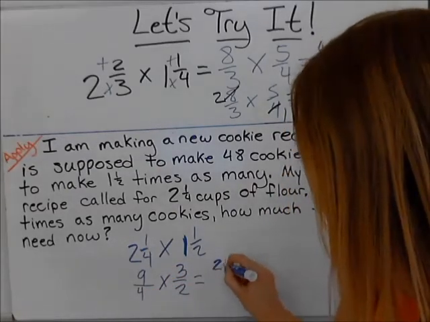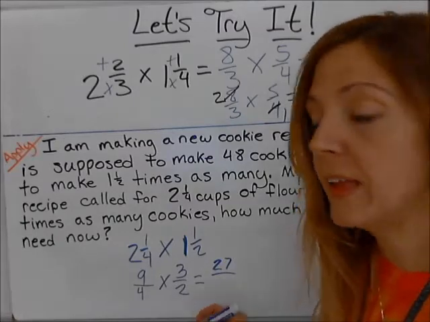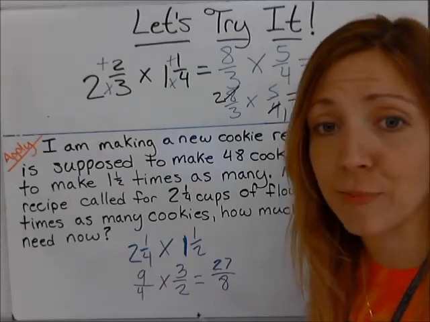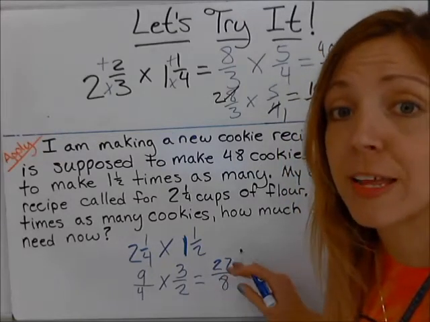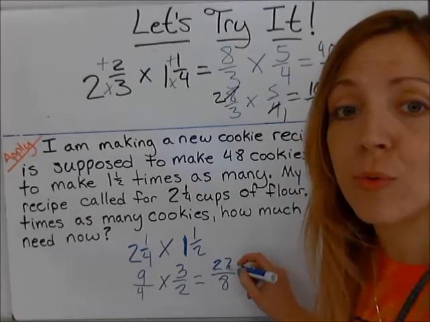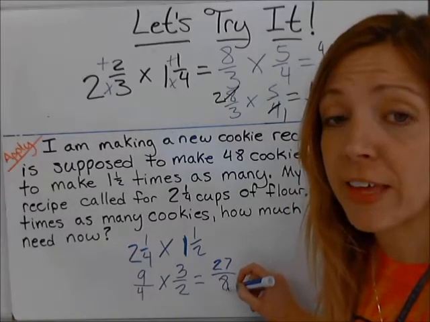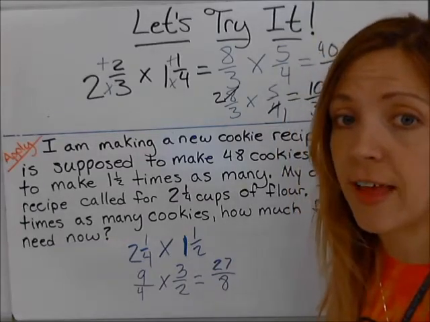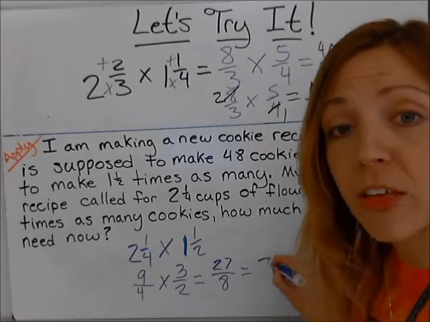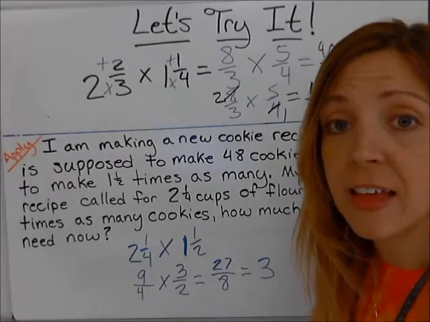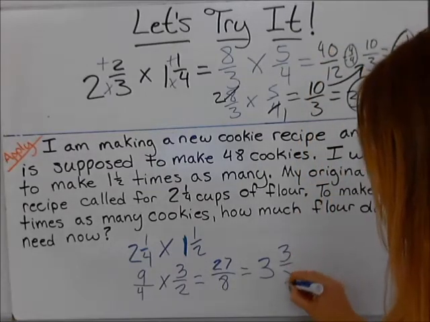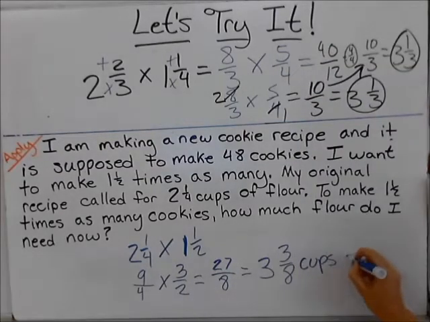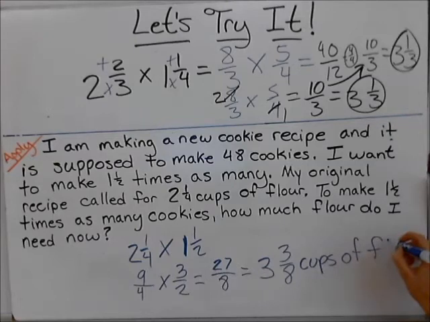9 times 3 is 27. 4 times 2 is 8. 27 and 8 do not have a common factor, so I can't simplify this improper fraction, but I can change it into a mixed number. Let's do that. 27 divided by 8. Again, if I can carry 8 bags of groceries into the house at one time, how many full loads can I take into the house? I will be able to take 3 full loads, which is 24 bags, and there will be 3 bags left in my car out of the 8 that I can carry. So 3 3/8. 3 3/8 cups of flour.